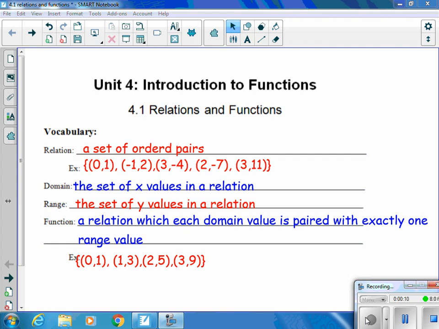So our new vocab consists of a relation is a set of ordered pairs, and I've given you an example of what that looks like. The domain are the set of x values in a relation. The range are the set of y values in a relation. A function is a relation in which each domain is matched with exactly one range value. I've also given you an example of a relation that's a function underneath.